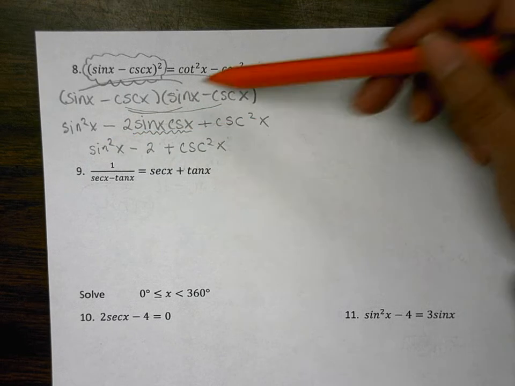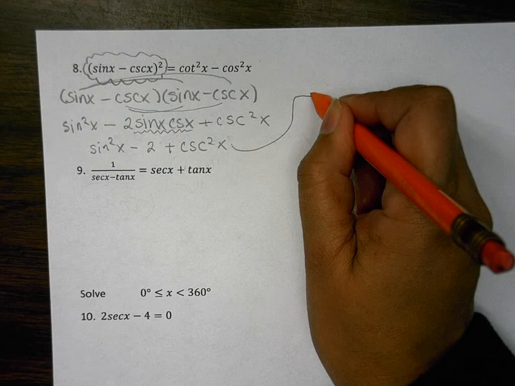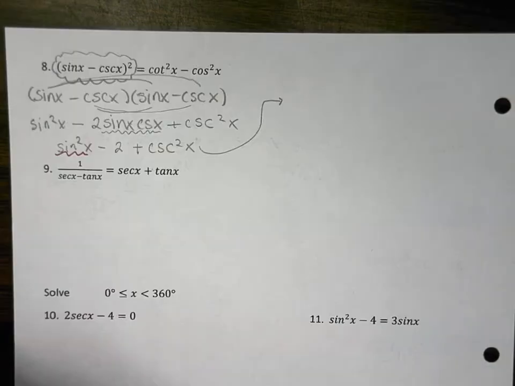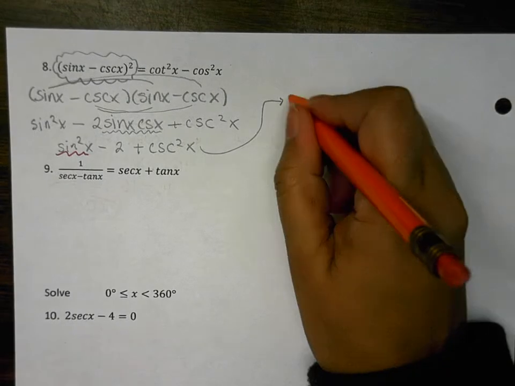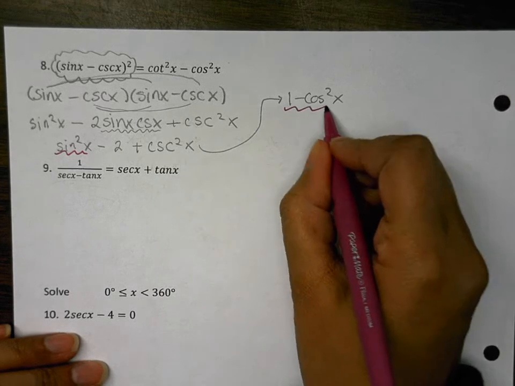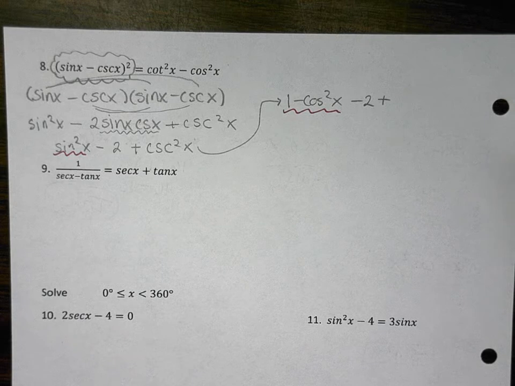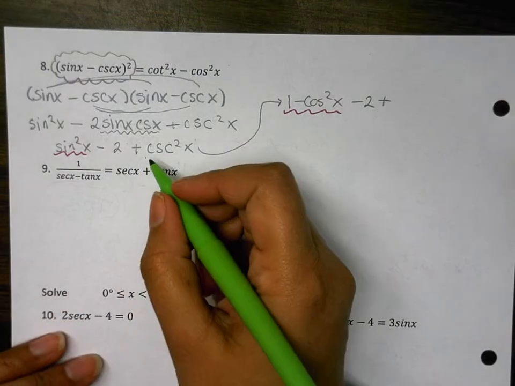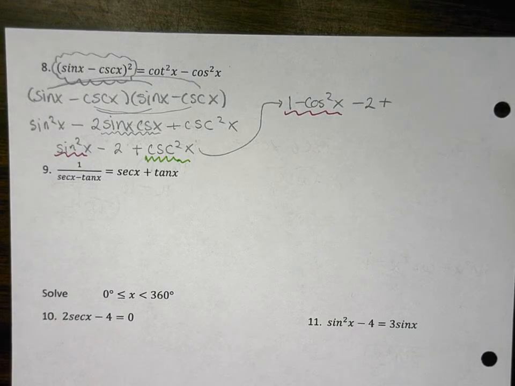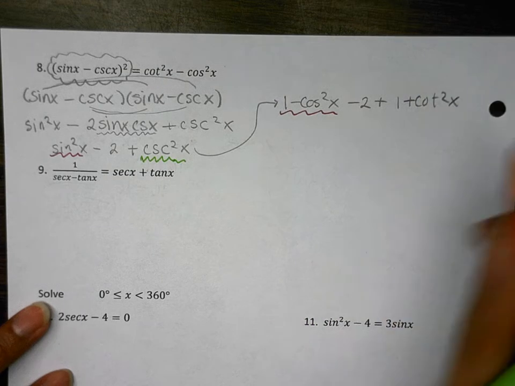Okay, do I have a 2 anywhere in the answer I'm trying to get? No. Sine squared is not there, cosecant squared is not there. Any suggestions on what to do? Change sine squared to what? 1 minus cosine squared x. Do you guys agree with that? Okay, the minus 2 is still there. And then plus, and are you guys suggesting I change cosecant squared x as well?